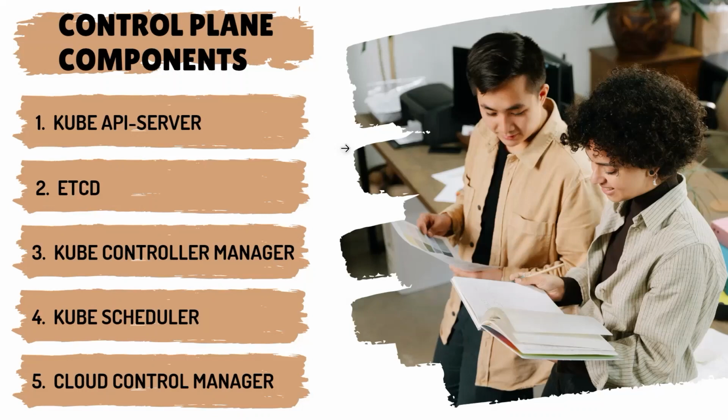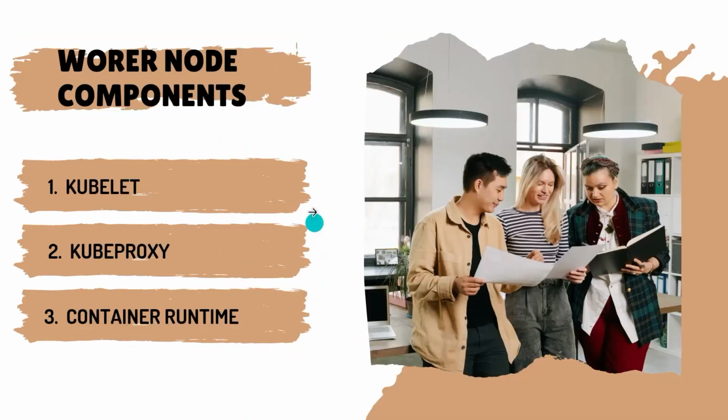So they are Kube API Server, etcd, Kube Controller Manager, Kube Scheduler, and Cloud Control Manager. Next, we are going to see the worker node components. The first one is Kubelet, the second one is Kube Proxy, and the third one is Container Runtime. So let's see each of these components in detail.